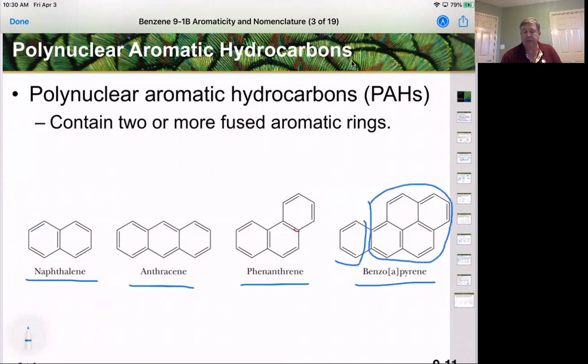And therefore, if we have a benzene fused to it, it's benzopyrene. Okay, so that brings us to the end of chapter 9-1, part B, Nomenclature and Aromaticity.